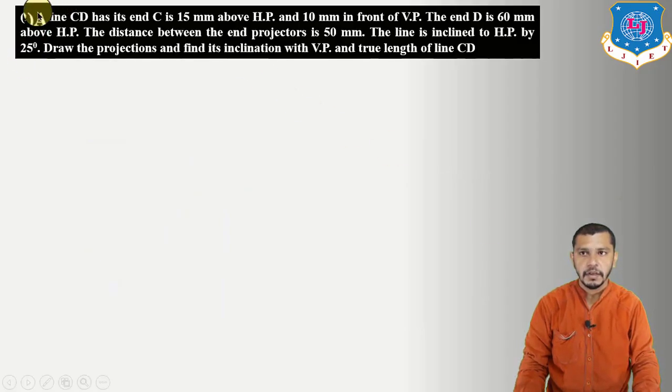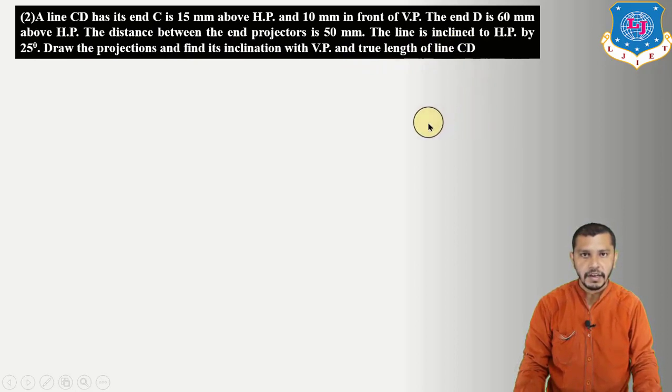Example number 2. A line CD has its end C 15 mm above HP and 10 mm in front of VP. The end D is 60 mm above HP. The distance between the end projectors is 50 mm. The line is inclined to HP at an angle of 25 degrees. Draw the projections and find its inclination with VP and the true length of the line CD.